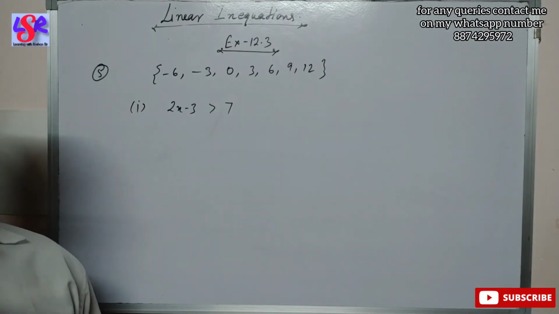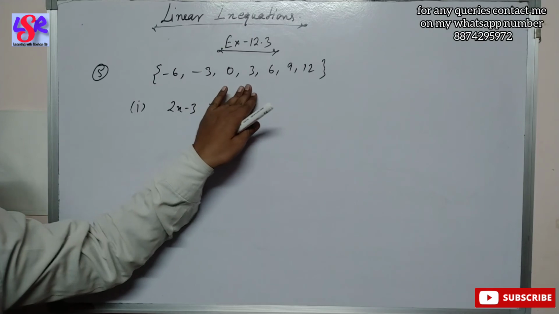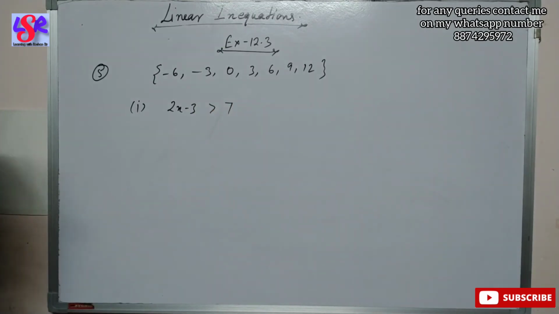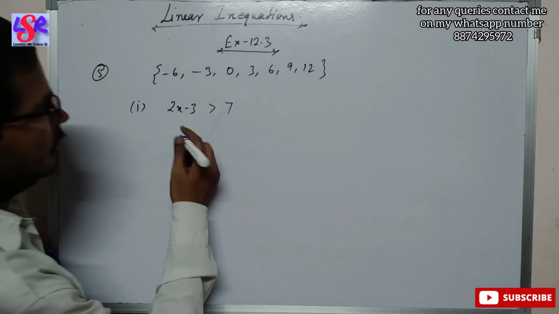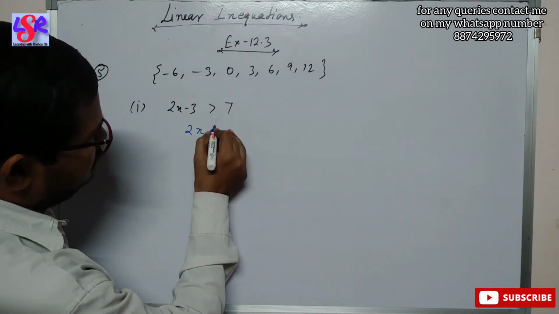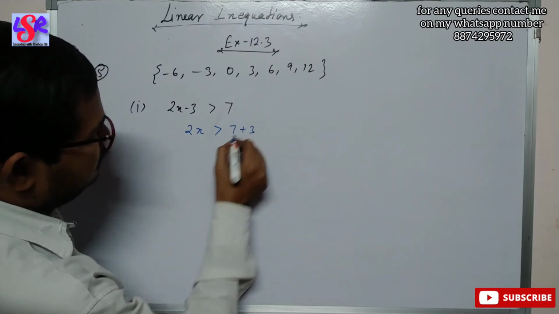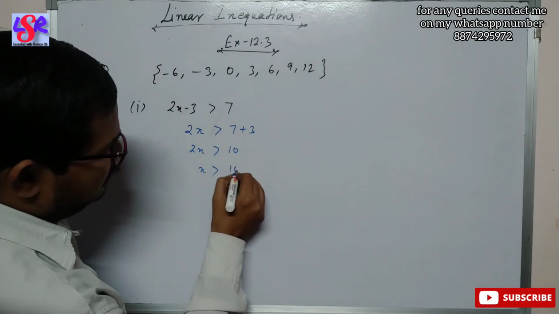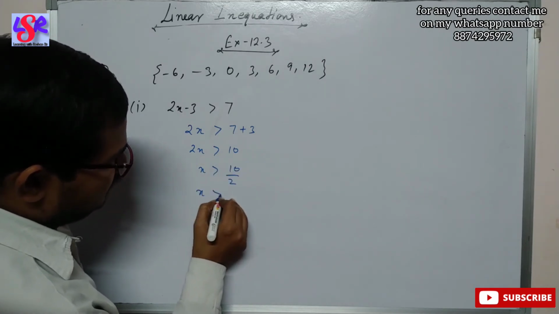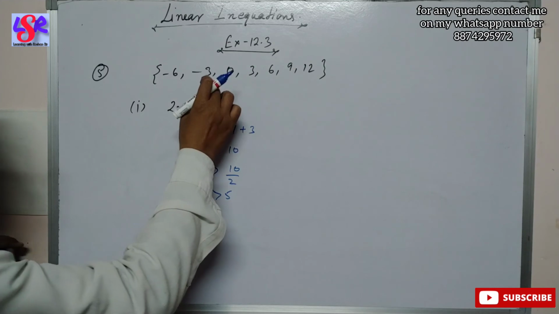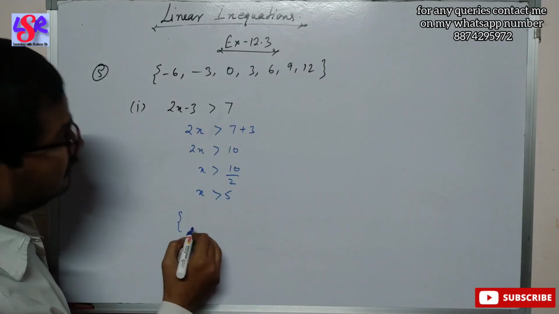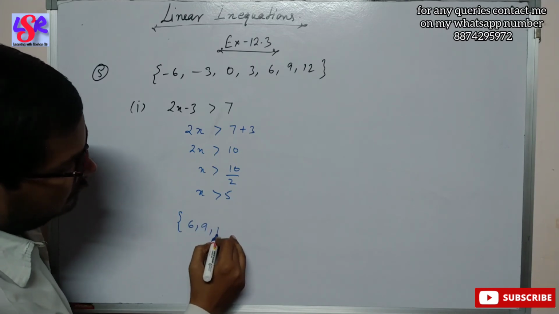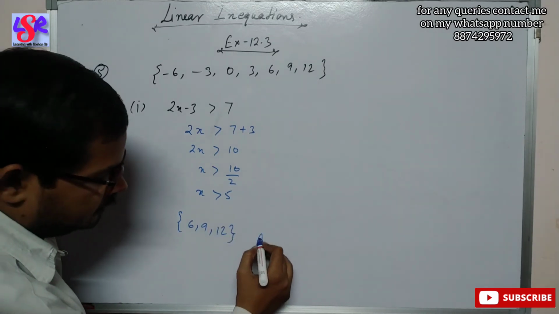Now let's move to question number 5. Here we have been given this one as the replacement set and we have to find the solution set for this inequation. So very first of all we are going to solve it by making a transpose, that is 2x is greater than 7 plus 3 and this will be 2x is greater than 10 and x will be greater than 10 upon 2. So x is greater than 5. So x greater than 5 के सारे numbers यहाँ से include कर लिए जाएंगे, that is 6, 9 and 12. That's the answer for this part.